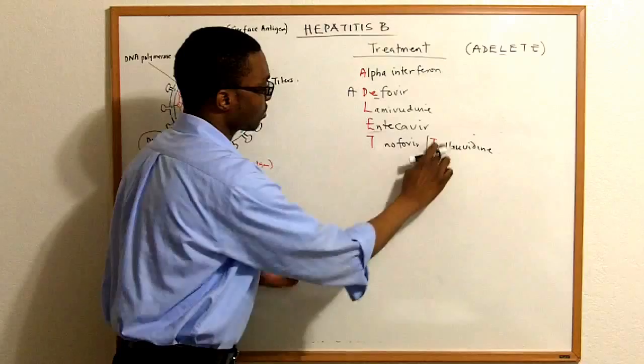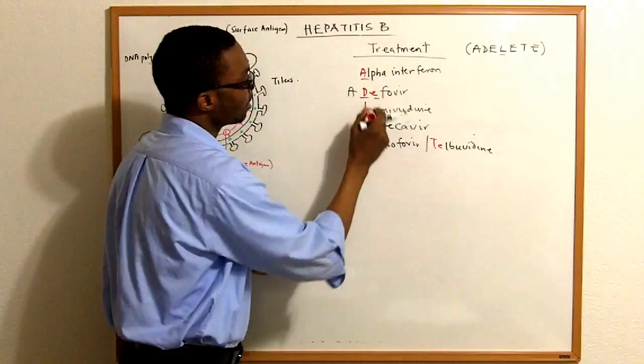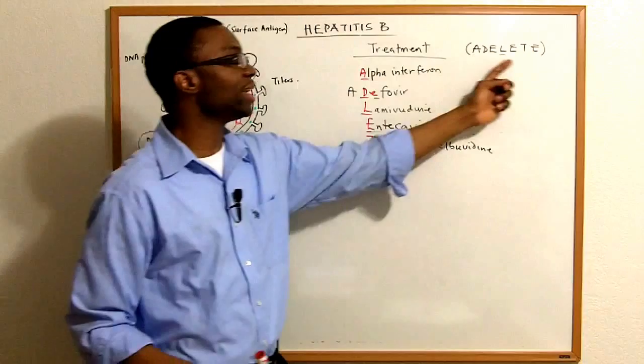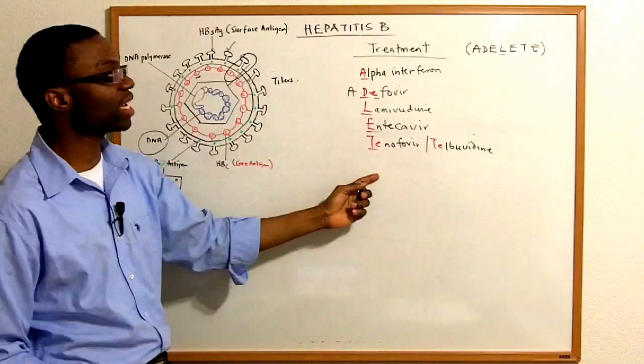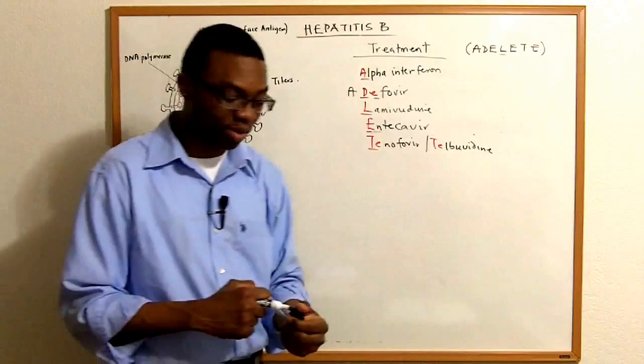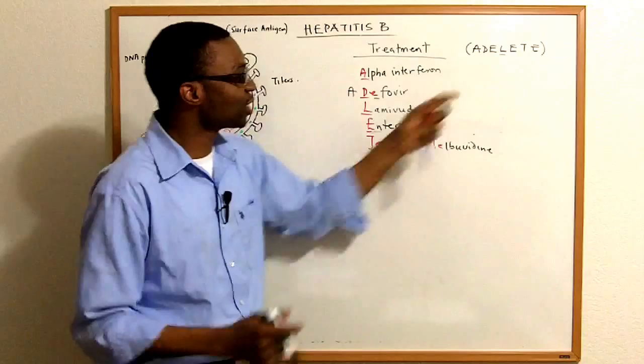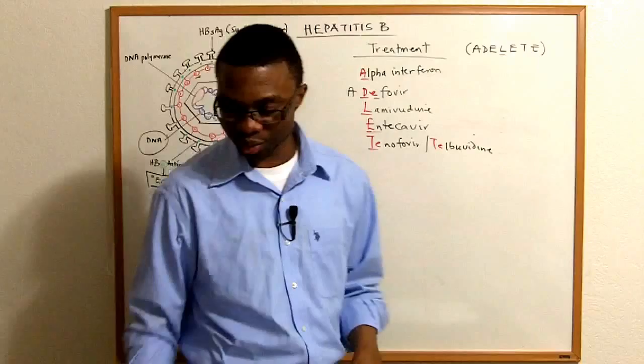Can you see? A-D-E-L-E-T-E. Adelete. Sounds like A-delete. And that's how I actually remember it, because my name is Adeleke. I just said Adeleke, but instead of Adeleke, I made it Adelete. If that works for you, perfect. If you can remember my name, or just say A-delete, you can actually carve out all the treatments we use to treat hepatitis B.